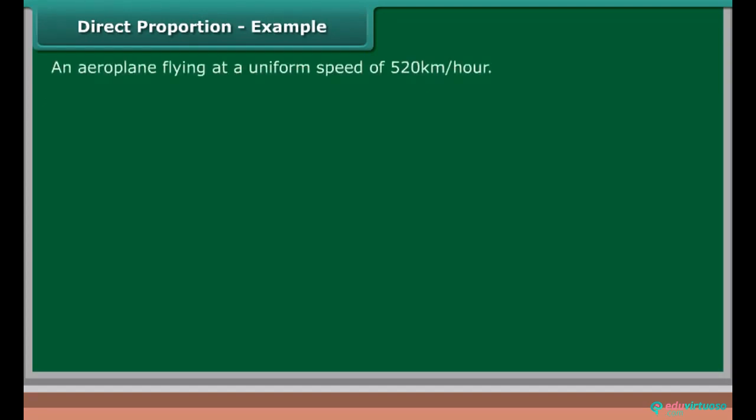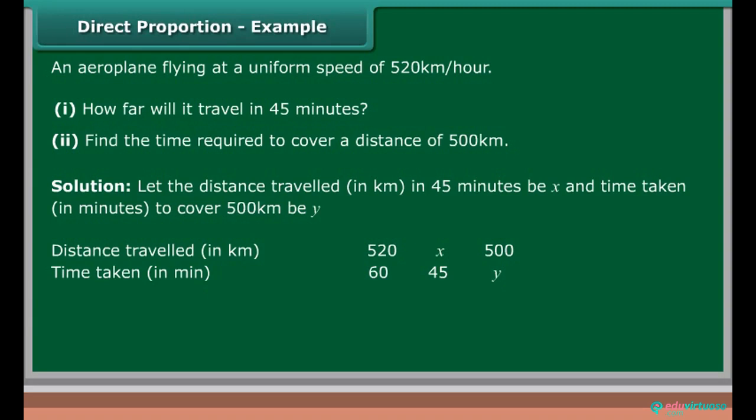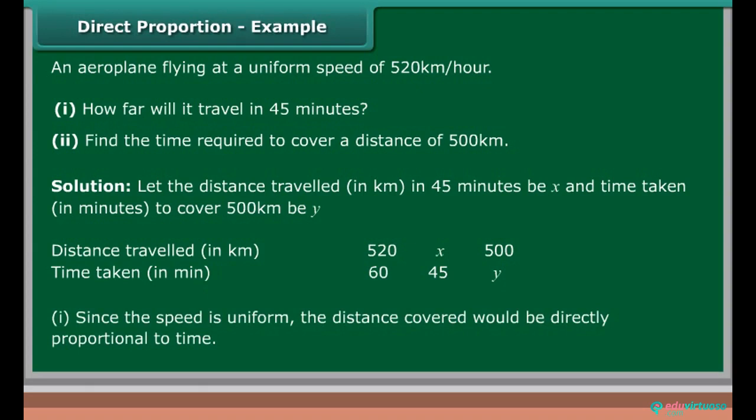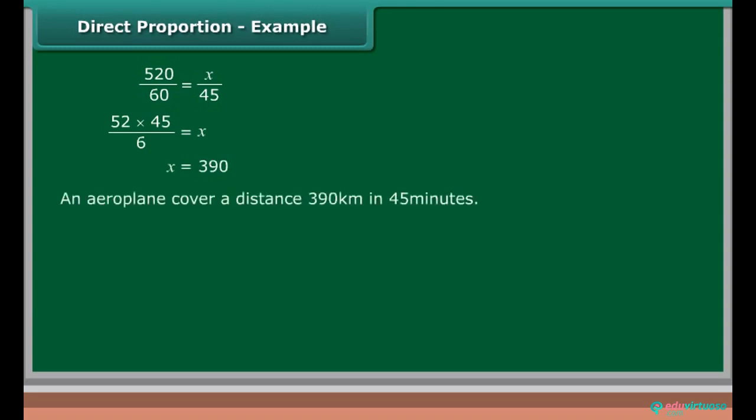Example. An aeroplane is flying at a uniform speed of 520 km per hour. How far will it travel in 45 minutes? Also find the time required to cover a distance of 500 kilometers. Solution. Let the distance traveled in kilometers in 45 minutes be X and the time taken in minutes to cover 500 kilometers be Y. Since the speed is uniform, the distance covered would be directly proportional to time. 520 upon 60 is equal to X upon 45. 52 into 45 upon 6 is equal to X. Therefore, X is equal to 390. An aeroplane covers a distance of 390 kilometers in 45 minutes.